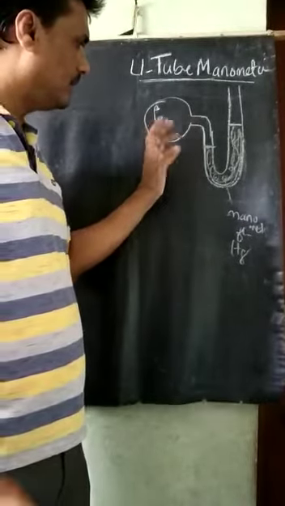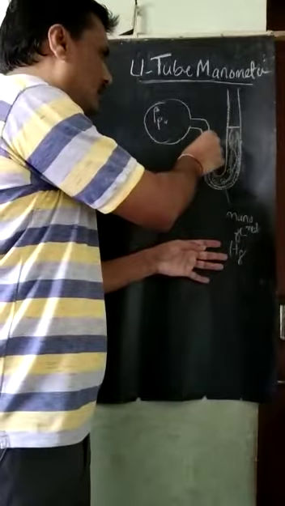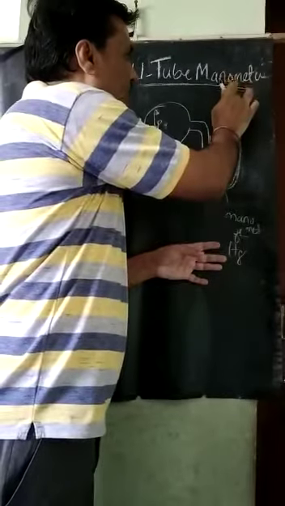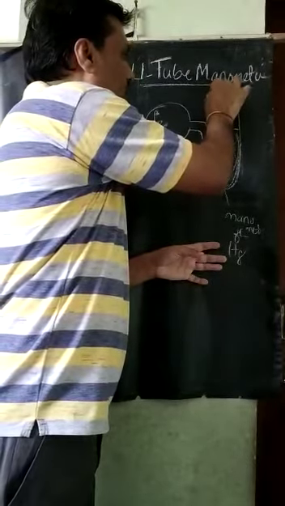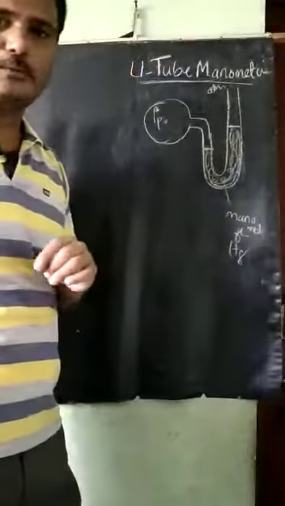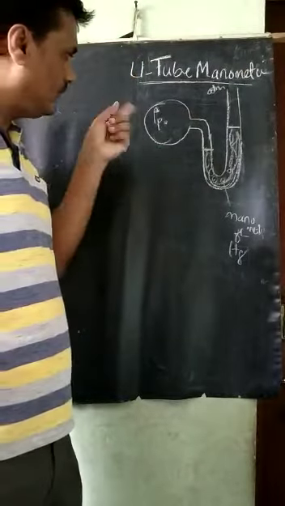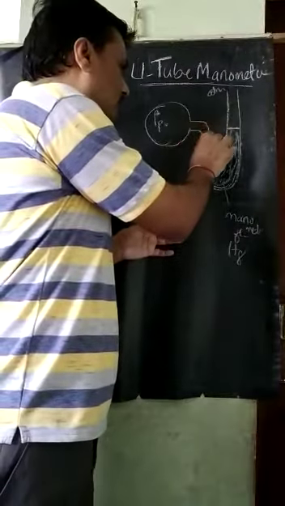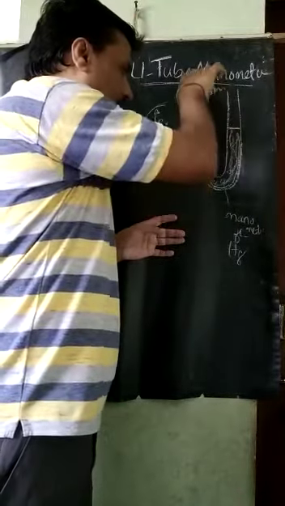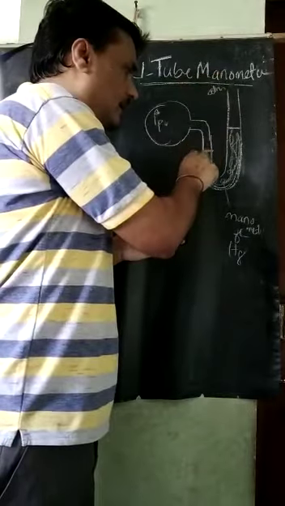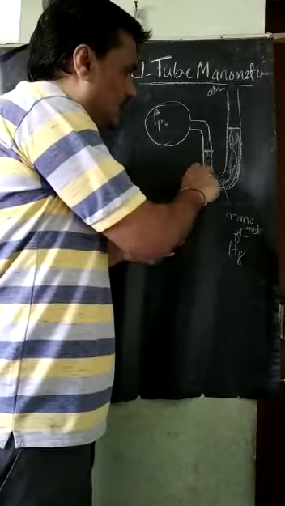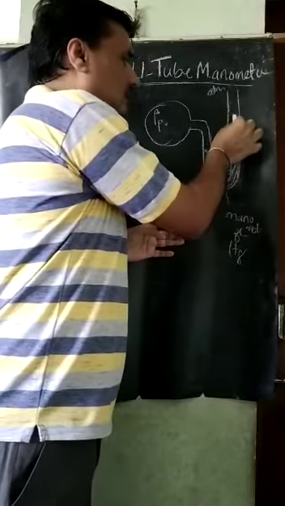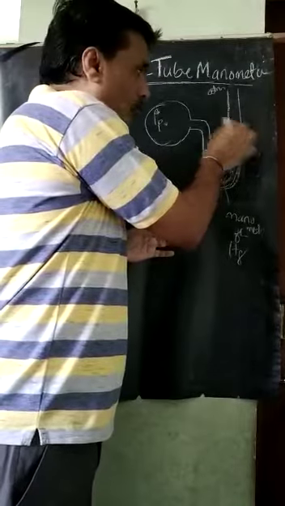The left limb, that means the left side of this U-tube, is connected to the pipe. The right side of the tube is open to the atmosphere. So when the fluid is flowing in the pipe, the pipe fluid comes here and applies a certain pressure force on this mercury. Then the mercury level in the right limb will increase. It will go up.